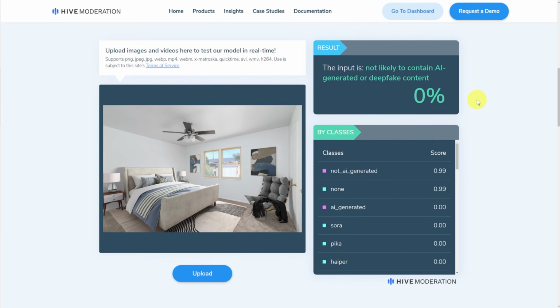Now, technically speaking, it wasn't AI generated. I did use some layers out of Apply Design, which uses an AI engine to do some of its virtually staged images. But if you were trying to detect something to be virtually staged, thinking that would fall under the umbrella of AI generation, it doesn't look like Hive Moderation would be able to detect that.